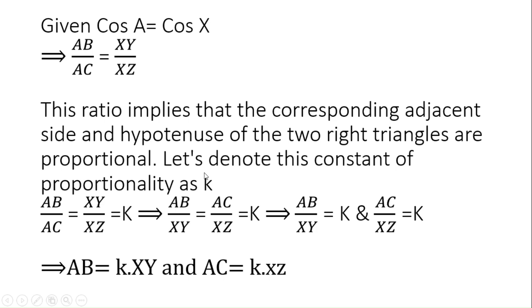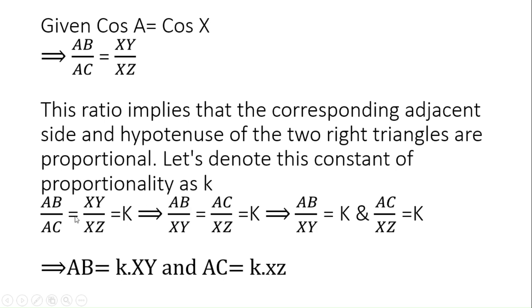Let us denote it with a constant of proportionality. Let us assume it as k. It is nothing but a constant. So what can we write? AB by AC is equal to XY by XZ is equal to k. It is nothing but the proportionality constant.